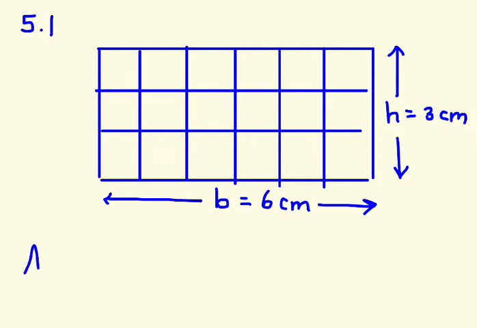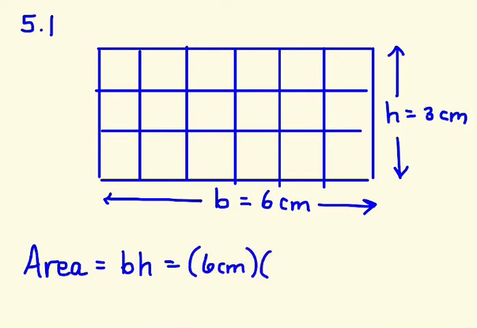the area of this rectangle, it is equal to the base times the height, which means the base is 6 centimeters times a height of 3 centimeters. And 6 times 3 is what? 18. And what are the units? Centimeters squared. And they're centimeters squared because if you think each one of these squares is 1 square centimeter, and you add them up, you should have 18 of them.